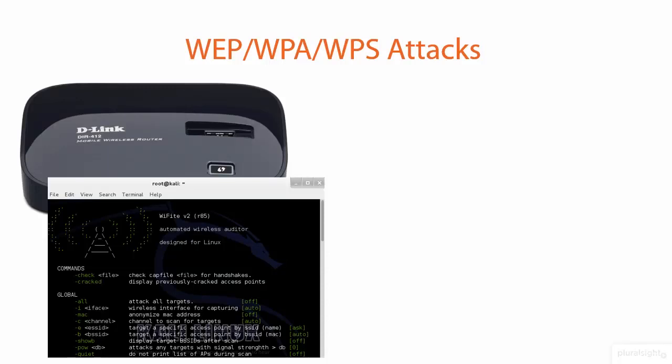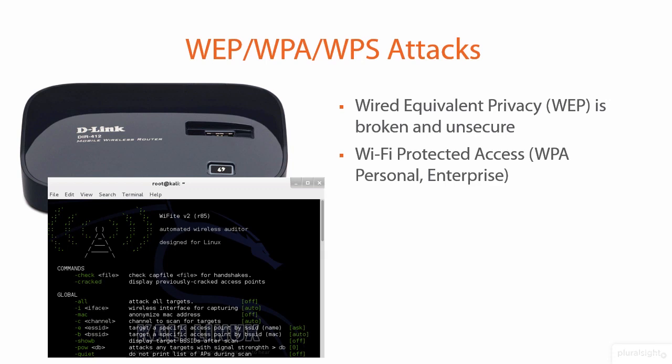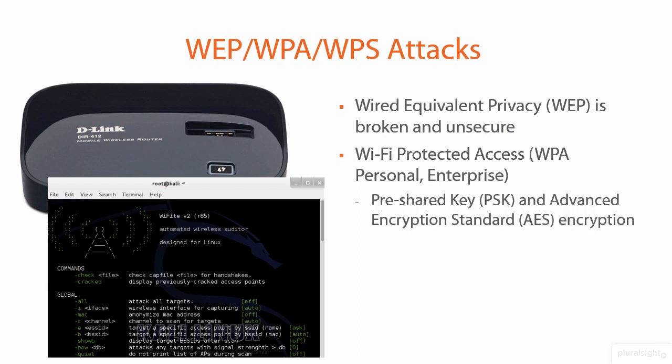In terms of attacking a protected Wi-Fi network, I've already mentioned that the original security protocol, Wired Equivalent Privacy, or WEP, is very broken and unsecure. The good news for me is that I rarely, if ever, see that nowadays, and that's a good thing. I don't want to see vulnerable networks. So thus, you'll want to use some form of Wi-Fi Protected Access, WPA Personal or Enterprise, preferably version 2.